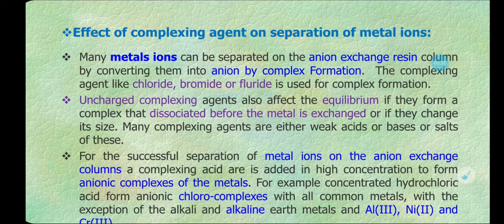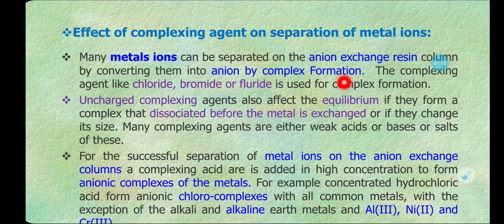These metal ions can be separated by using a different complexing agent to convert the metal cation into its anionic form or complexes, and these complexes can be separated or isolated by using anion exchange resin. Let us see. Many metal ions can be separated on anion exchange resin by converting them into anionic complexes.